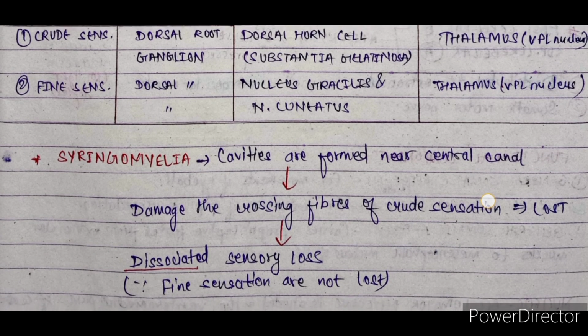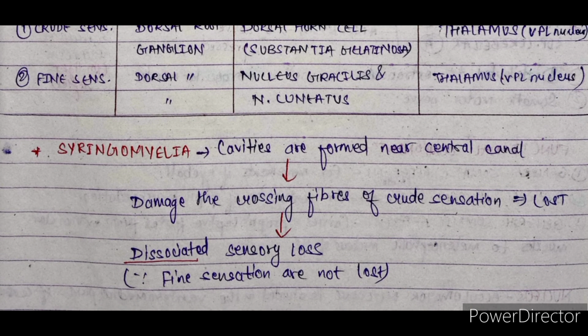So, what is syringomyelia? It is the cavities which are formed near the central canal due to damage to the crossing fibers of crude sensations, and dissociated sensory loss is seen. Therefore, the fine sensations are not lost here.